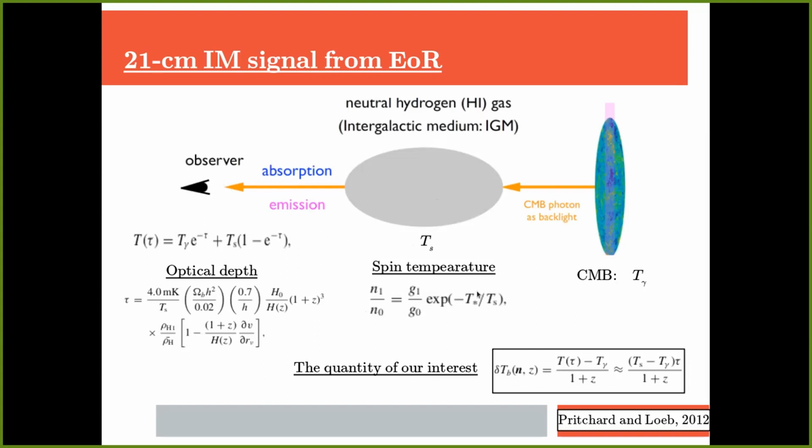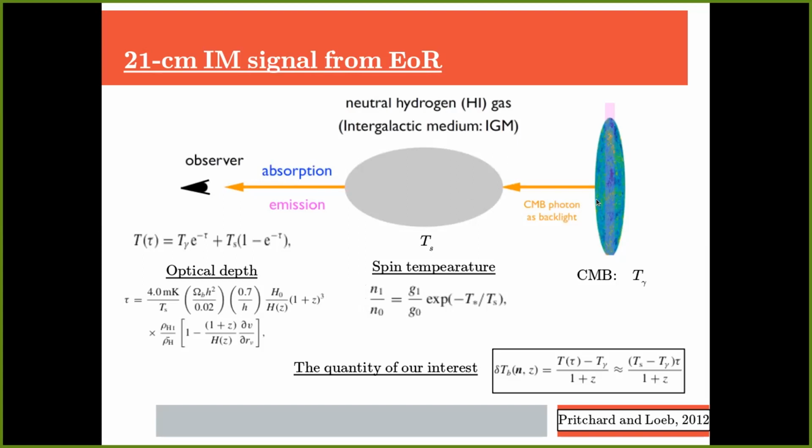T star is a constant, which is equal to the energy of the 21 centimeter photon divided by the Boltzmann constant. So it has a value of around 0.068 Kelvin, and Ts is the spin temperature. So we can see that the spin temperature basically quantifies the ratio of the population of the neutral hydrogen in its triplet state to its singlet state.